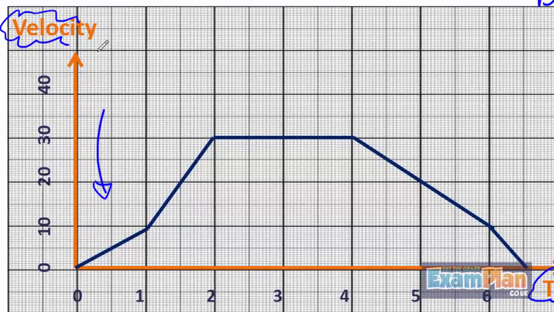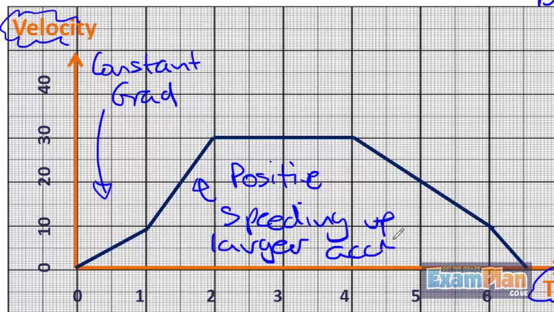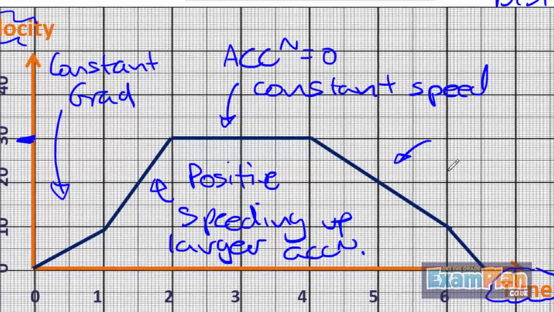Let's look at an example. A constant gradient means the object is accelerating constantly. If the gradient is positive, it means the car is speeding up. A larger positive gradient means the car is speeding up quicker, the gradient is larger, and therefore the acceleration is larger. A flat line, or zero gradient, means the acceleration is zero, and therefore the car must be travelling at constant speed. In this case, we can see the constant speed is 30 meters per second.